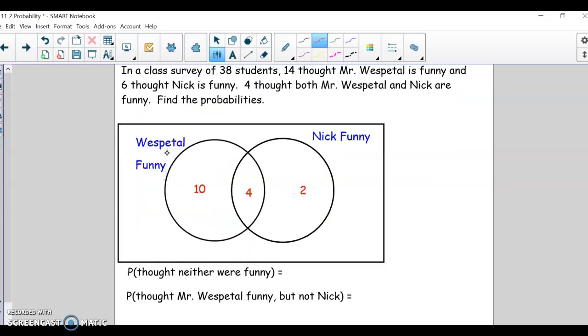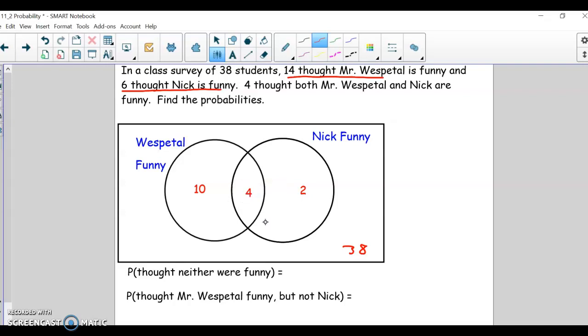All right, so this was a survey of 38 students. 14 thought I was funny, and 6 thought Nick was funny. 4 thought both Nick and Westpatal are funny. Find the probabilities. All right, so this is called a Venn diagram. And just a reminder that there's 38 total. Okay, and so 14 thought I was funny. That's this circle here. 10 that just thought I was funny, and 4 that thought both of us were funny. Okay, Nick's 6 funny people are split into 2 that thought he was just funny, and then the 4 that overlapped and thought both of us were funny. So this 4 represents an overlap of the 2 circles.